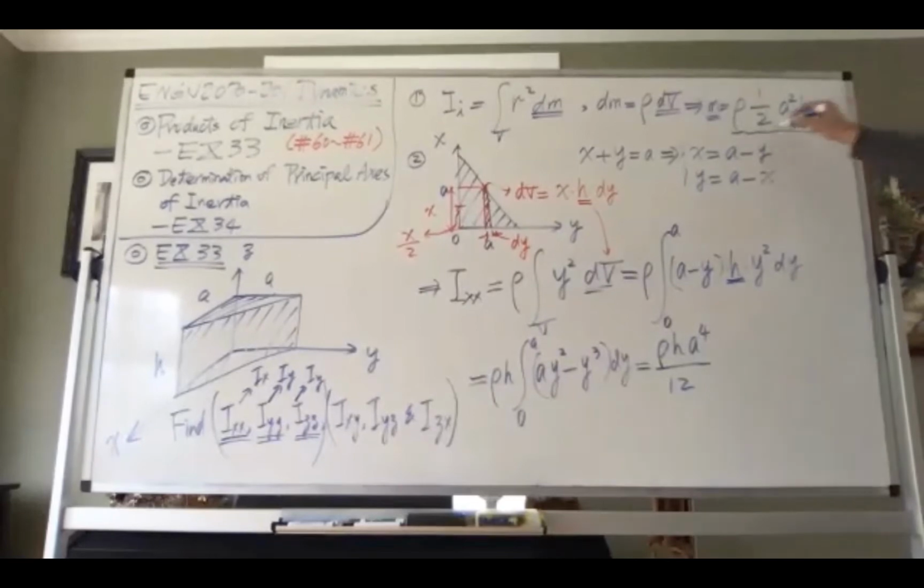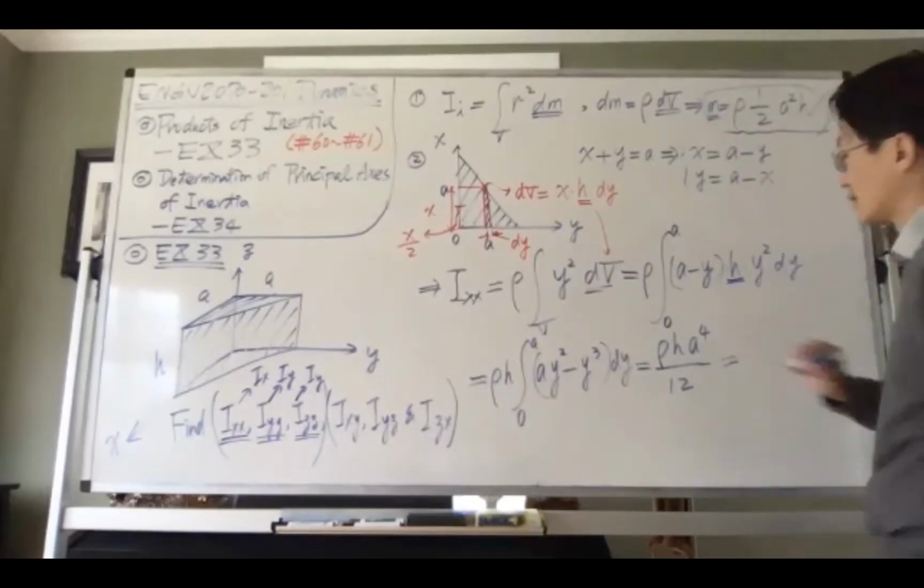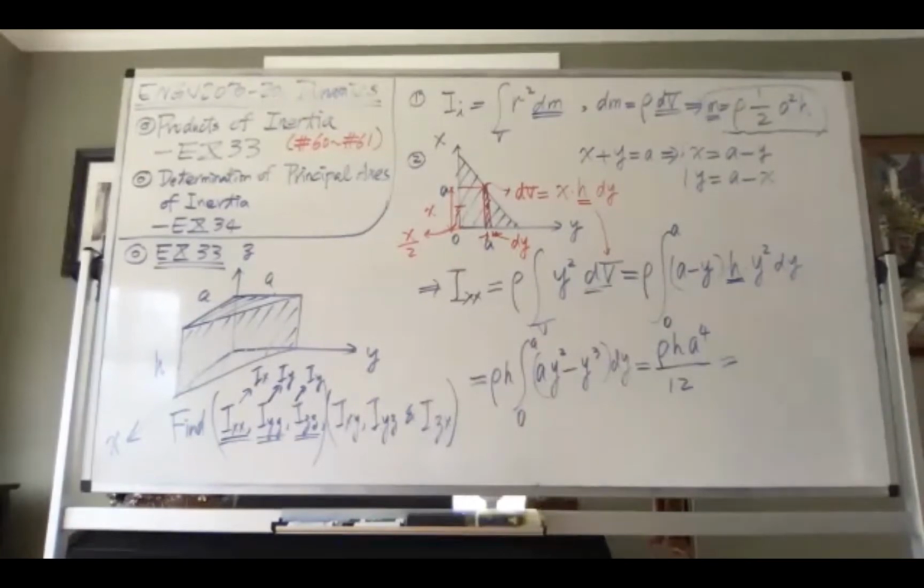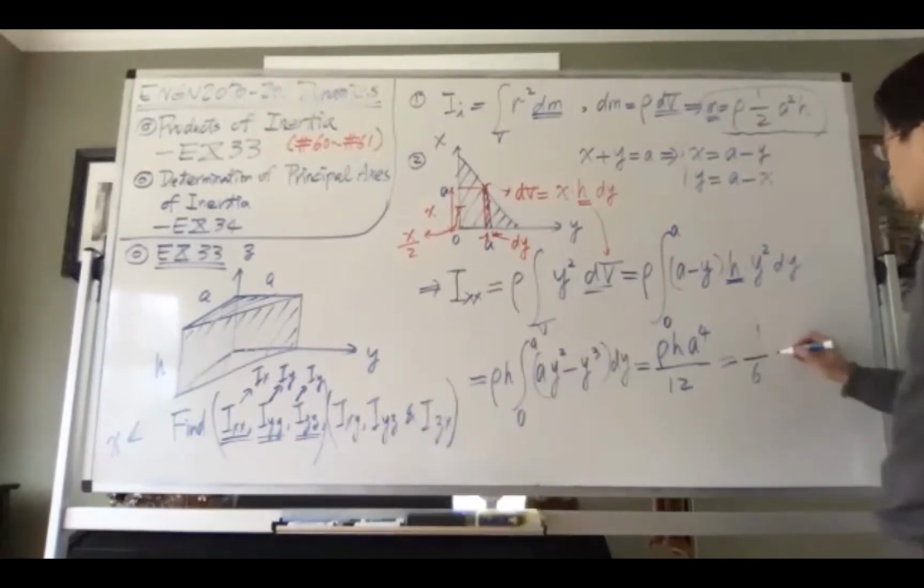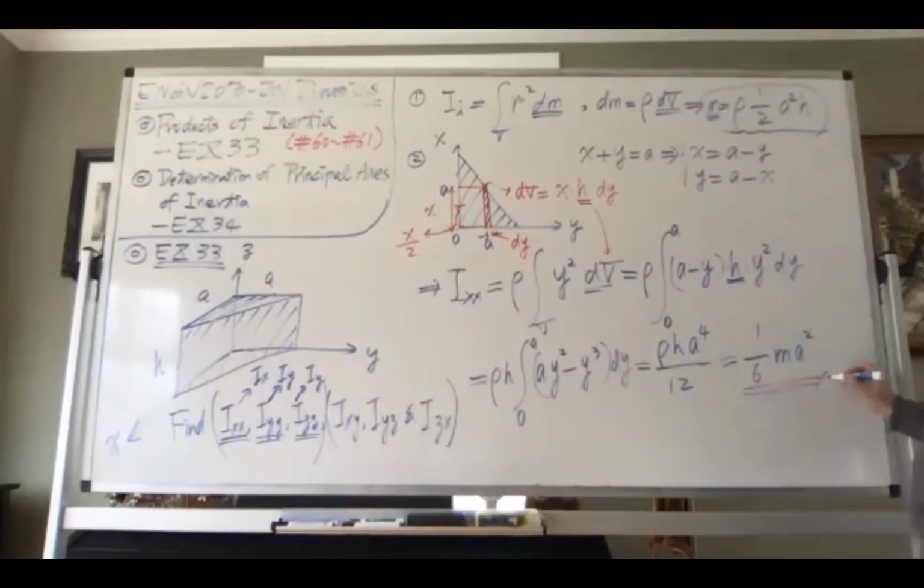Now, because we know this is total mass, you can also write Ixx in terms of total mass, and that's going to be 1/6 of total mass times a squared. This is our mass moment of inertia with respect to the x-axis.